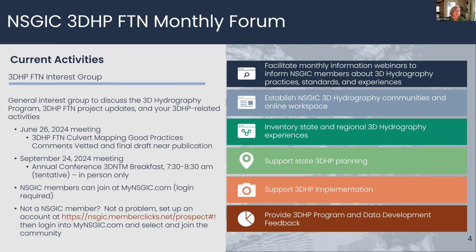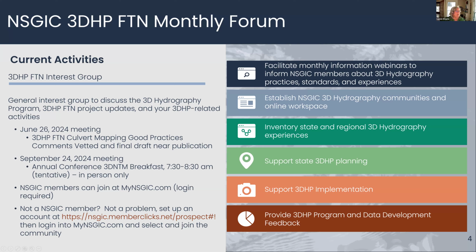In addition, we have the 3DHP for the Nation interest group. Most of you are aware this is an interest group where we discuss the federal program, our project activities, and your 3DHP related activities. We interrupt our forum three times a year for these interest group meetings. And so we did have a June interest group meeting where we talked about the culvert mapping good practices. And thanks to that dialogue, we have a final draft very near publication. If Phil stops adding comments, Phil has some great ideas that need to get in there.